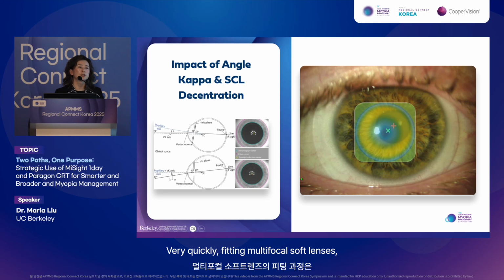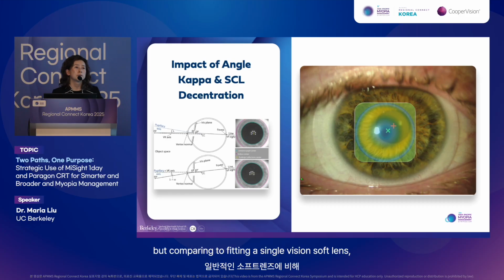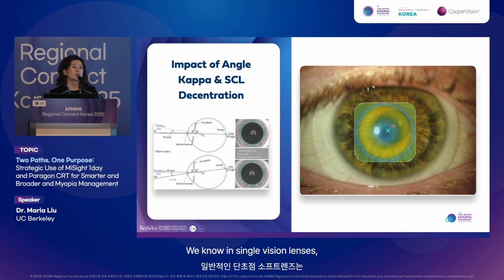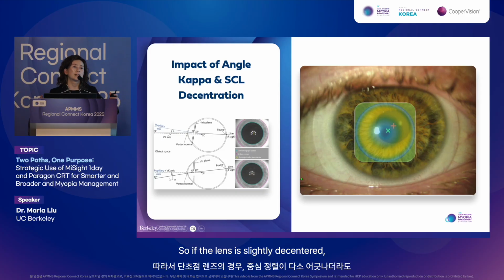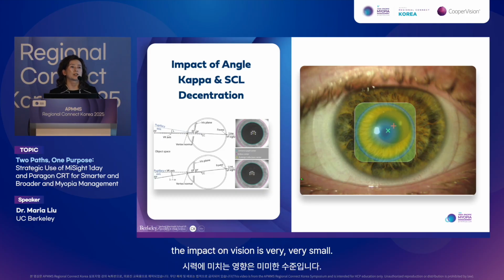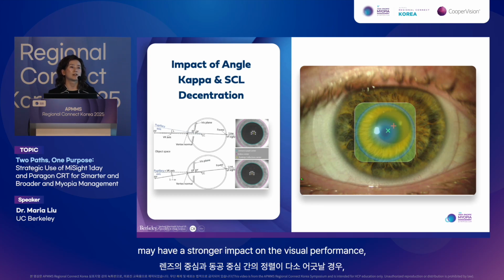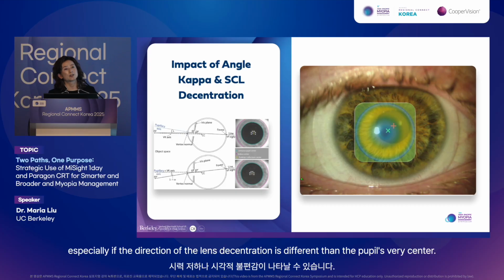Very quickly, fitting multifocal soft lenses, even though the fitting process itself is very quick and simple, compared to fitting a single vision soft lens, there is one more step I urge our colleagues to pay attention to. We know in single vision lenses, the whole lens carries the same optical power. So if the lens is slightly decentered, the impact on vision is very small. But if we're fitting multifocal or dual focus lenses, a small decentration of the lens may have a stronger impact on the visual performance, especially if the direction of the lens decentration is different from the pupil's barycenter.